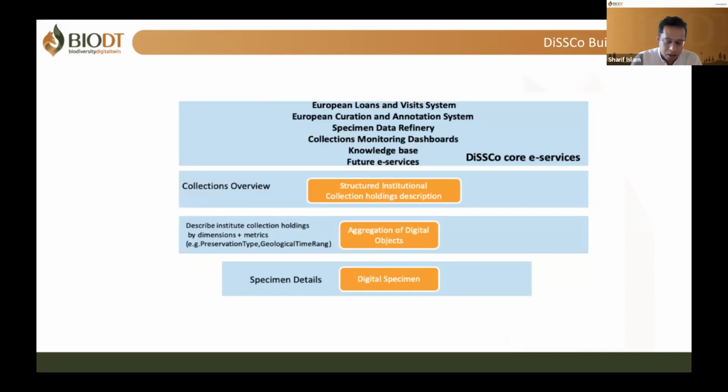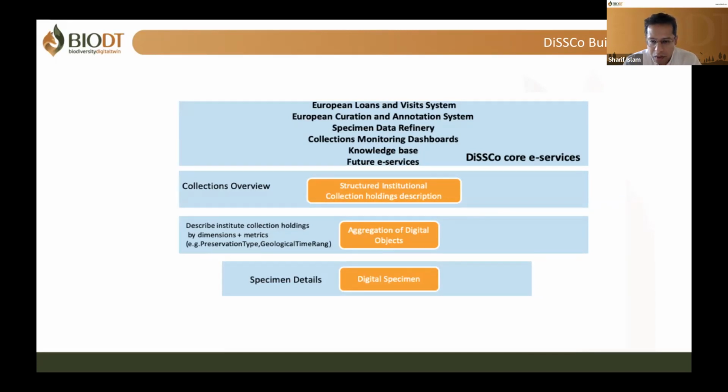So at the bottom, you see the physical specimen and the digital specimen and the details for each of the objects. And then, of course, some of these objects are aggregated in different fashions, either through geological time or preservation, different dimensions of the collection holdings. And all of this provides a structural overview of all these collections that the institutions have. And we want to do that in a wider European collection fashion. So quickly people can find out what has been digitized, who has what, in what digitization level, and how that connects to other different types of services, not just DiSSCo, other services as well.